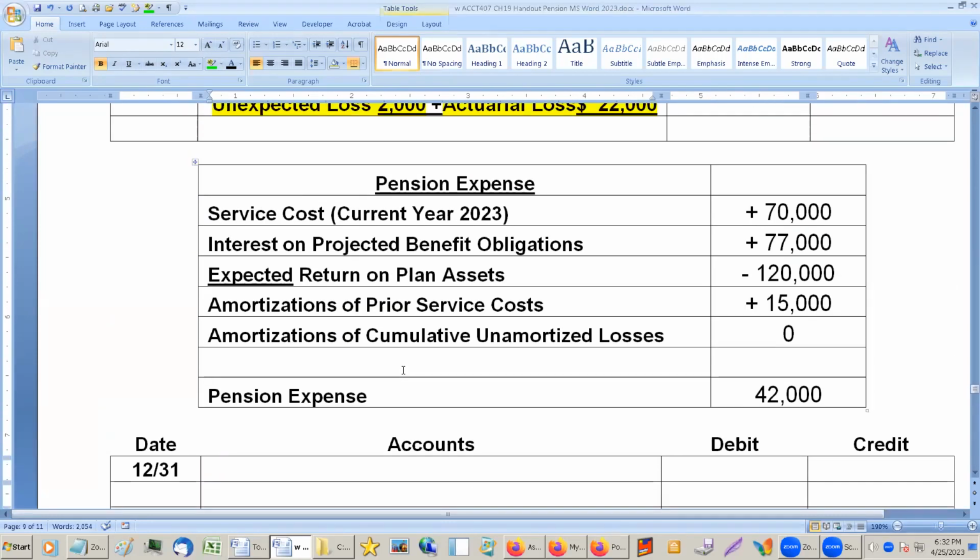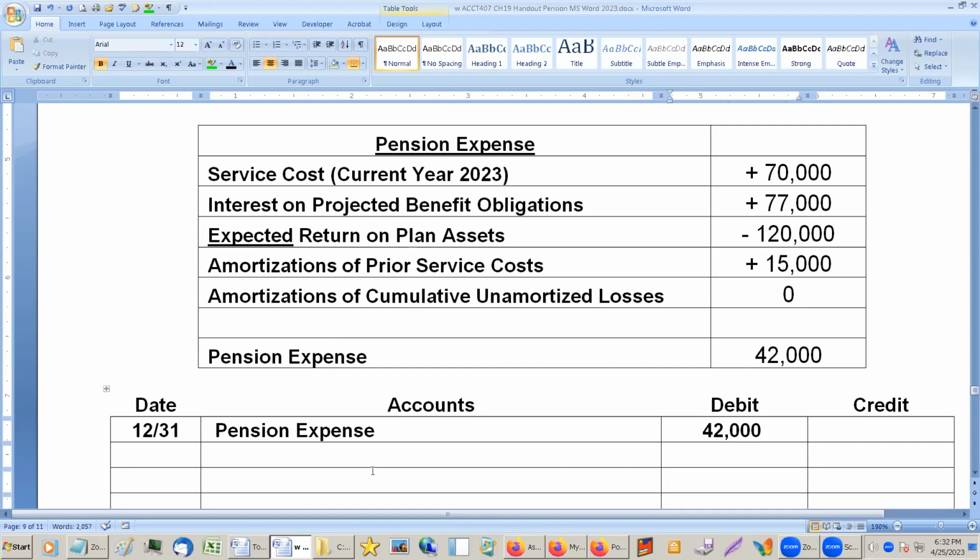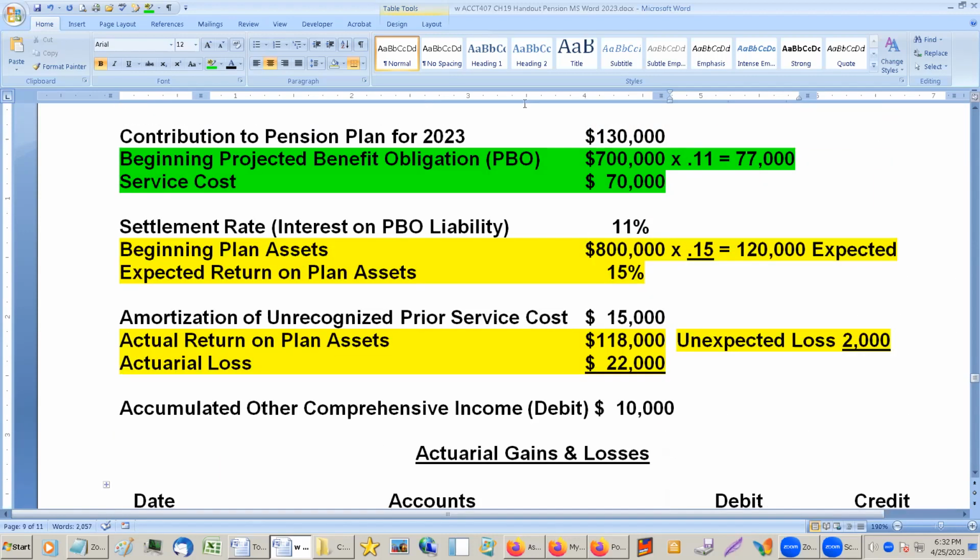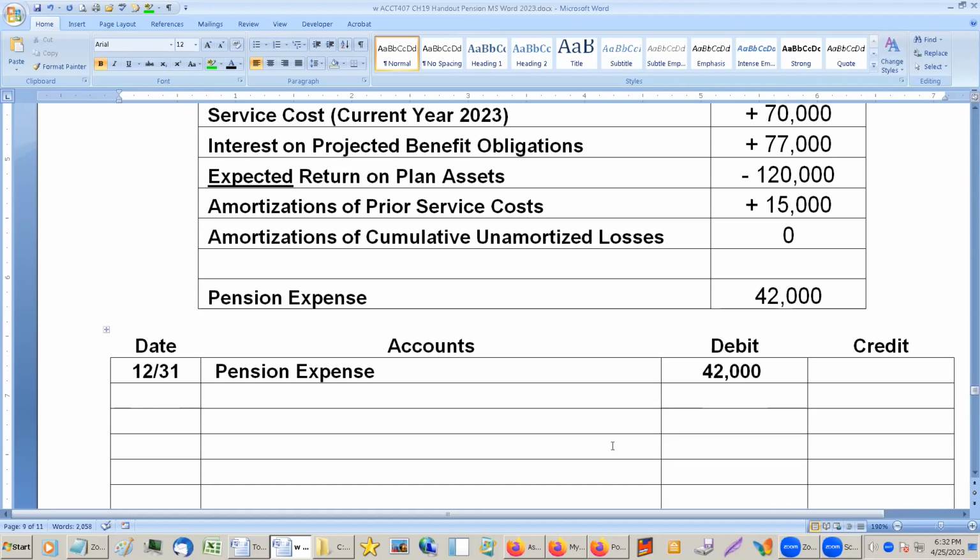Okay. So pension expense. Did you guys get 42,000? Right? 92. Yeah, I think that's right. Okay, how much cash did they throw in? Oh, they're still throwing in a bunch of cash too. They're throwing in 130,000.